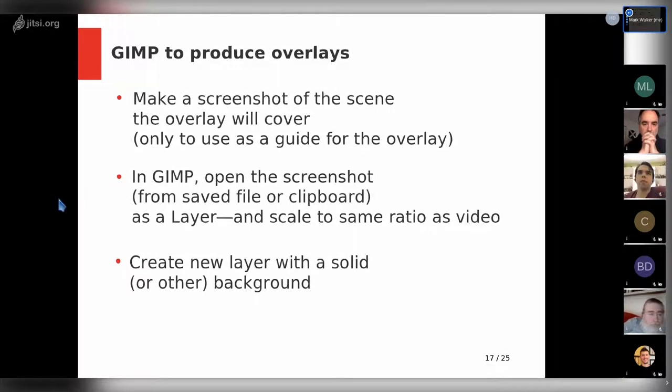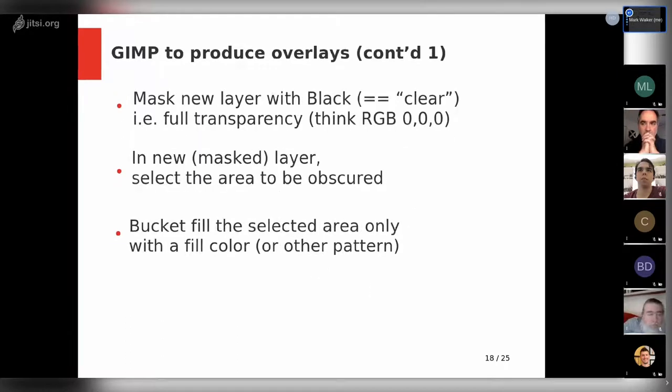The next thing to do, in GIMP, is create a new layer, additional to the one you just created with your screenshot, with a solid background. It could be anything. All white's fine, I've used all white. I've used yellow. It doesn't matter because you're going to blank that out anyway.